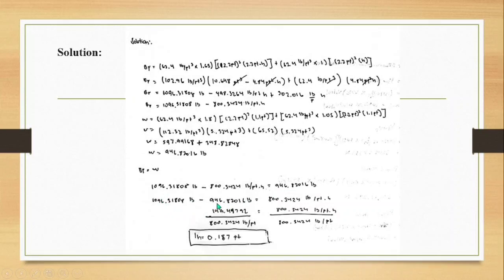Minus our answer for W. This is 1096.31808 minus 946.821065. So our answer, guys, is 149.49792.